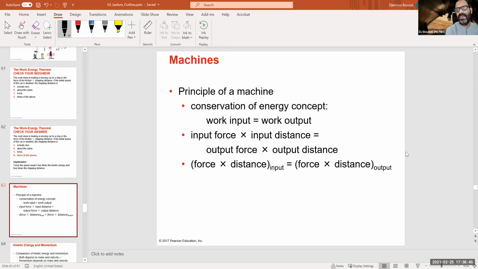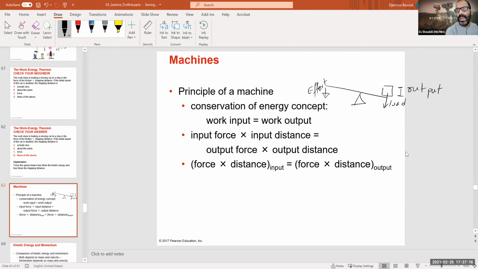You have, for example, let's take the lever, which is a simple machine. You have a load in here that you want to lift, and you have an effort in here that you want to exercise. So this is the effort. Force, that's what the effort is. And then you have a load in here. The load will travel a certain distance in here. So this is the output. And this is the input. This is what you need to do.